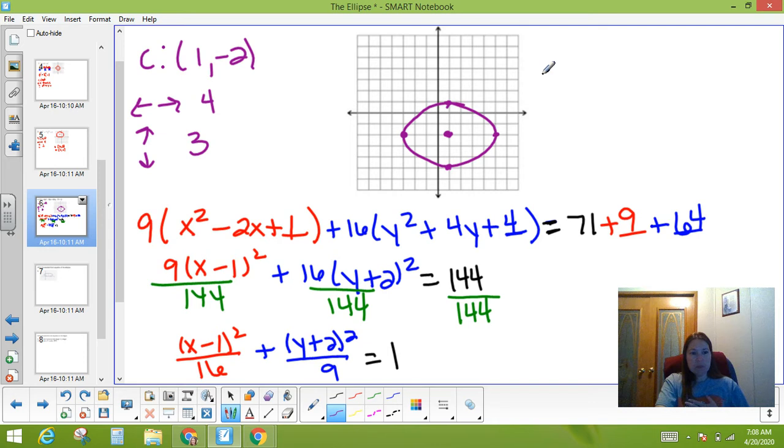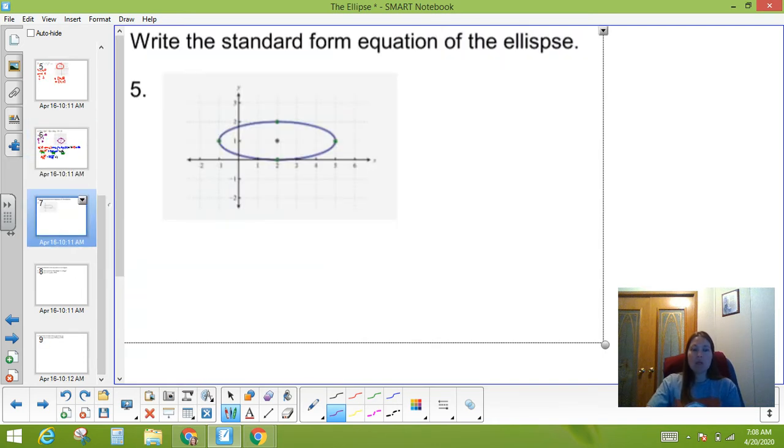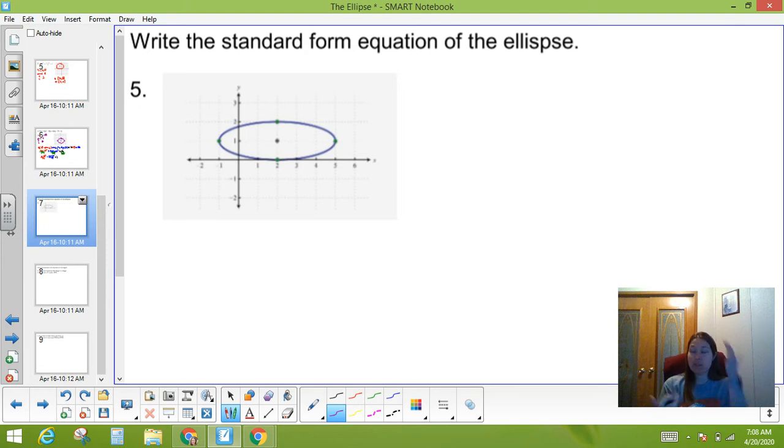Okay, so we have a few more. Can we write the equation? When I ask you to write the equation, I'm going to want you to write the standard form because that's easier. And I'm going to either give you a picture or I'm going to give you the information that you need or a way to find that information.